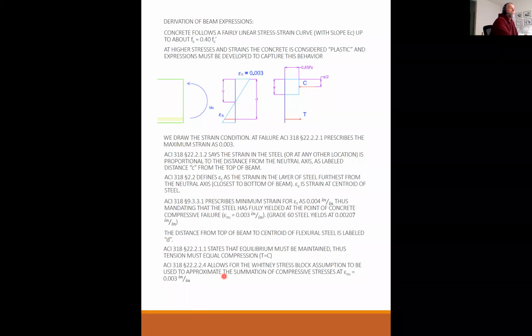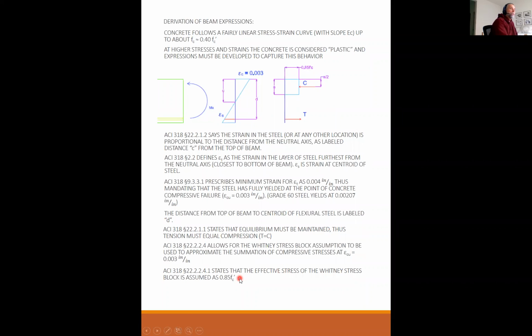But what it also says is that instead of using integrals and adding up functions of concrete stress, we can use what's known as the Whitney stress block instead. The Whitney stress block uses this block. It's a rectangular shape, and the area or volume of this rectangular shape equals a compressive value very similar to, if not exactly the same as, the integrals that we did before. But it's far, far simpler. The Whitney stress block states that the effective stress of the block is assumed as 0.85 f prime c.